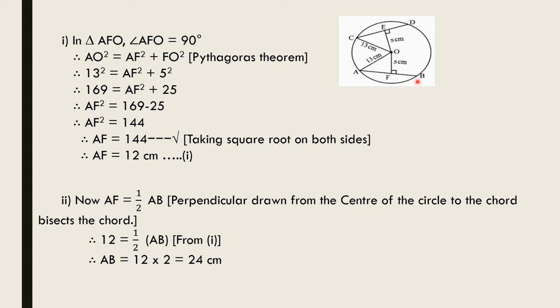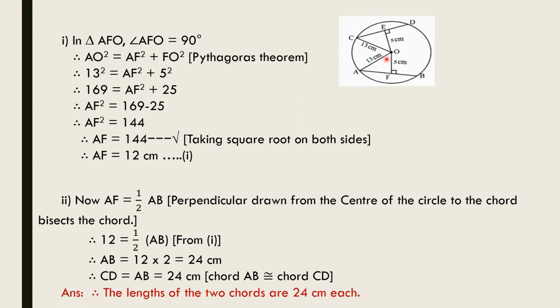And it is given that chord AB is congruent to chord CD. Therefore, AB is equal to CD is equal to 24 centimeters. And the final answer: the length of the two chords is 24 centimeters each.